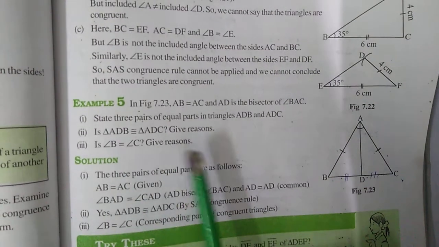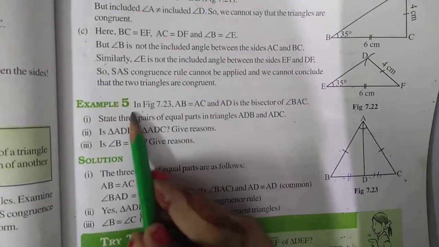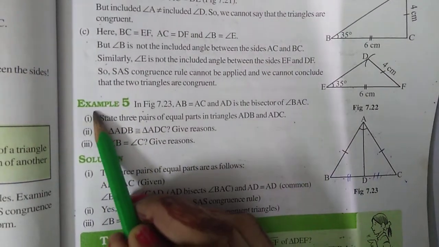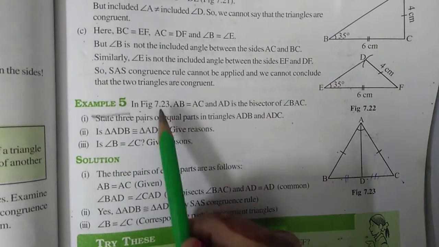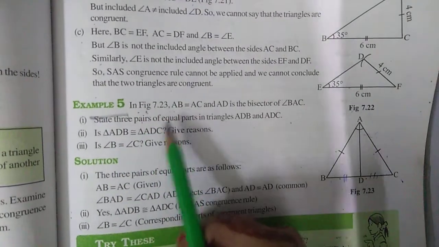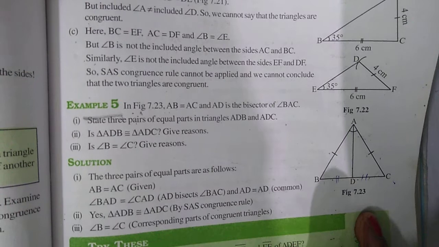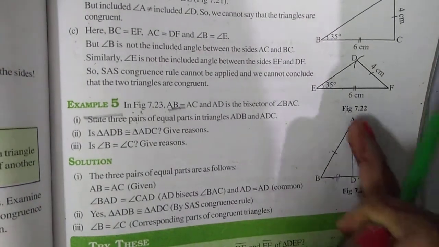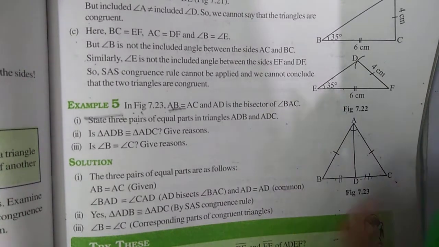Now based on this SAS rule, let us do one example that is given on page number 143, and this is example number 5. Let us do this in figure 7.23. This is the diagram given. AB is equal to AC. We have been given that AB is equal to AC. These two are given.